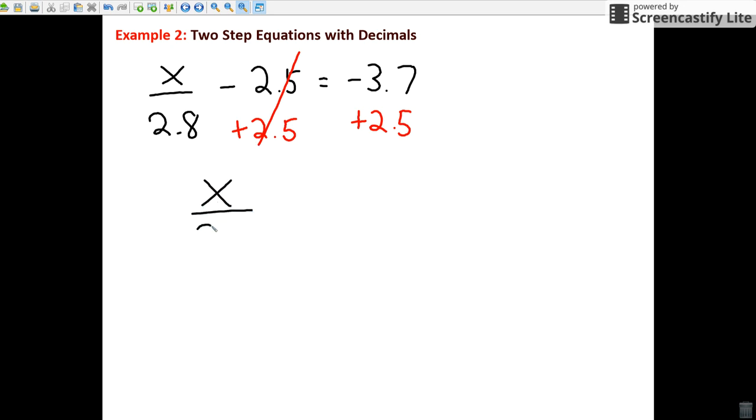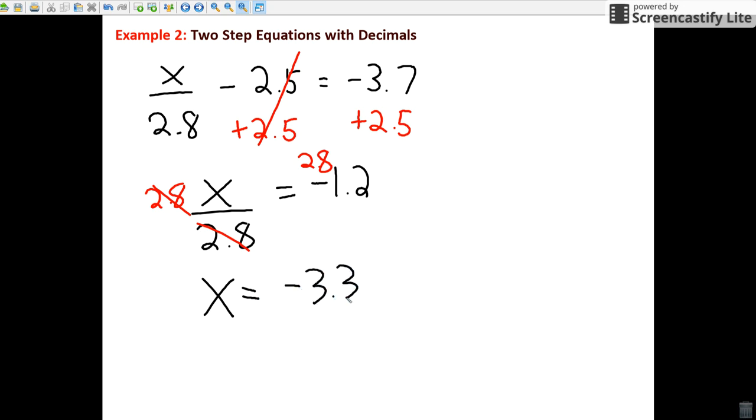x over 2.8 equals negative 3.7 plus 2.5, which is negative 1.2. At this point, we have x divided by 2.8. The opposite, of course, is to multiply. Just give me a moment. I'm going to grab my calculator and I will have the answer for you. The answer is negative 3.36.